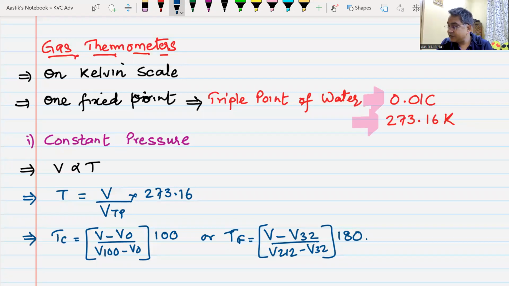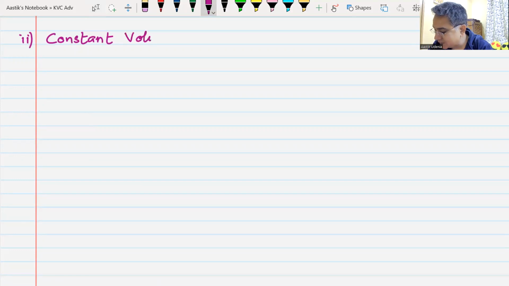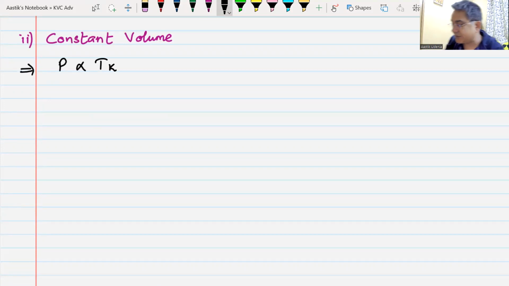One type of thermometer is known as constant pressure. The next thermometer will be known as the constant volume thermometer. And if the volume of the gas is constant, you can understand that pressure will be directly proportional to the temperature on the Kelvin scale.